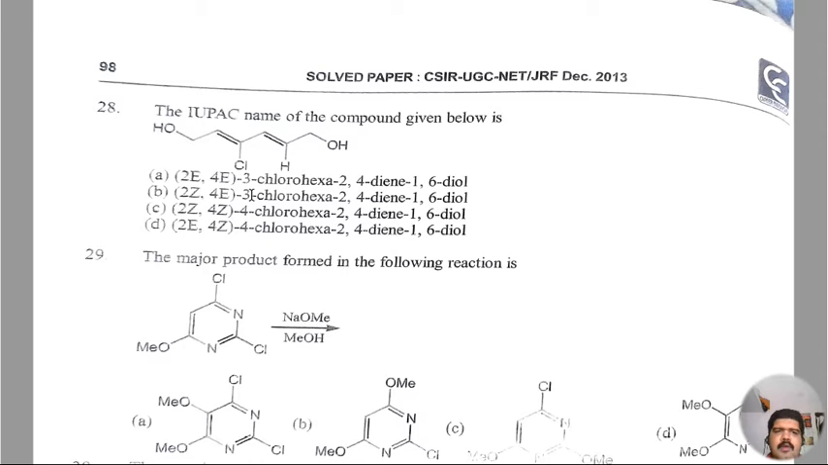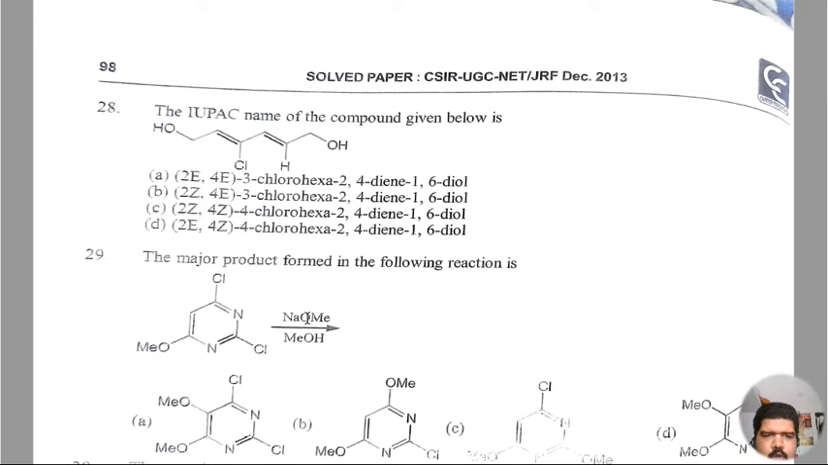Okay, so that's the answer, option B. Now, next question. The major product formed in the following reaction is. Here, it is a nucleophilic addition, or it's an addition elimination mechanism given by alkyl halides or aryl halides. Here, the OMe group is replacing chlorine. Chlorine will be replaced by OMe group. That's the reaction. So look at the first option.